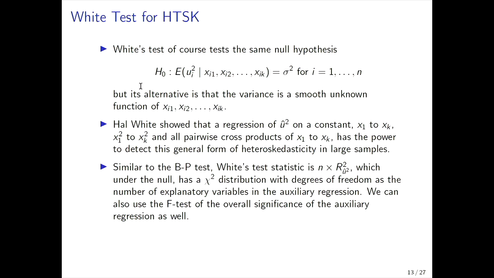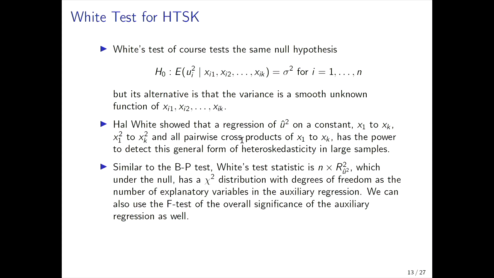Okie dokie. So the next test is White's test. This is also a test of the null hypothesis that the errors are homoscedastic. But in this case, the alternative hypothesis is different. So instead of assuming that the error variance is a linear function of a bunch of Z variables, Hal White assumed that the error variance is some smooth unknown function of the regressors.